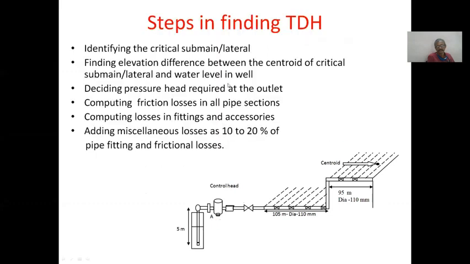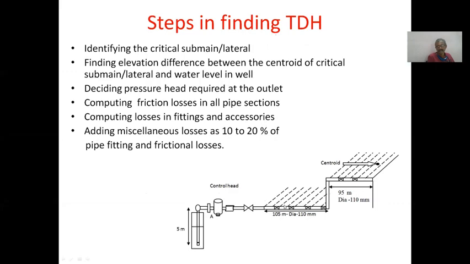So the steps in finding total dynamic head is: first identify the critical submain and lateral where it is. Find the elevation difference between water level in the well and the critical submain. The critical submain or lateral maybe it is too far from the control head, or it is too high from the control head, or arbitrarily any combination of these things. So in this problem, it is very easy to find out that it is at a largest distance.